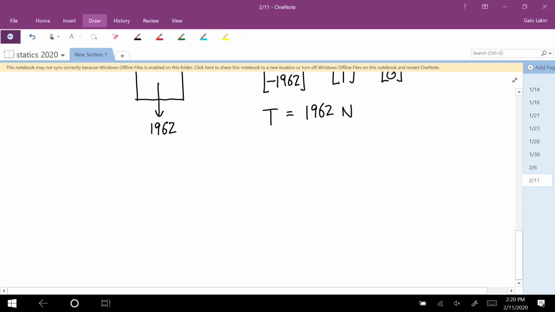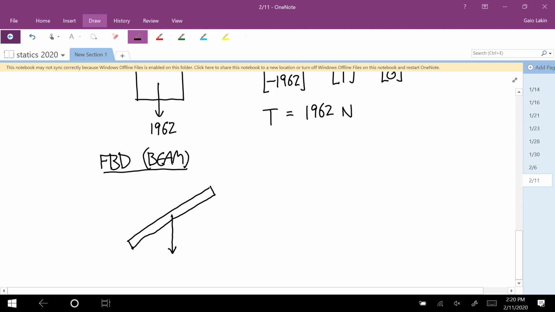So now we'll do the free body diagram of the beam. This is the new stuff. At the center of the beam, we have a weight force down that's equal to the mass of the beam times 9.81, so that is 981. And then we have the cable force, and we just calculated that the magnitude is 1962.